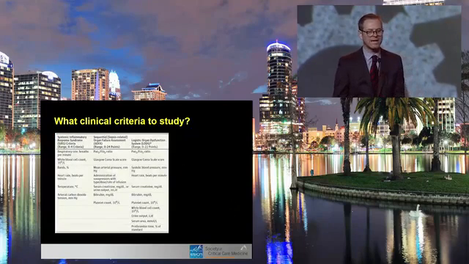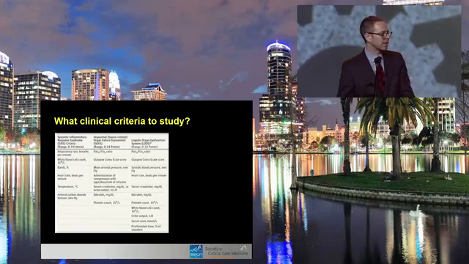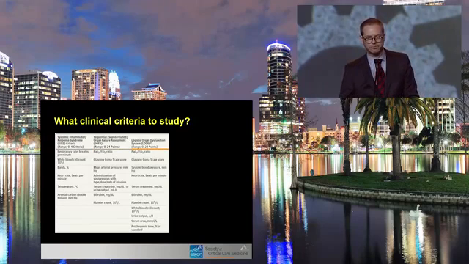Okay, so what existing clinical criteria were available for us to study? Well, we of course included the systemic inflammatory response syndrome criteria, but we also looked at the SCCM score, the sepsis-related organ failure assessment score, and the logistic organ dysfunction system score shown in this table.